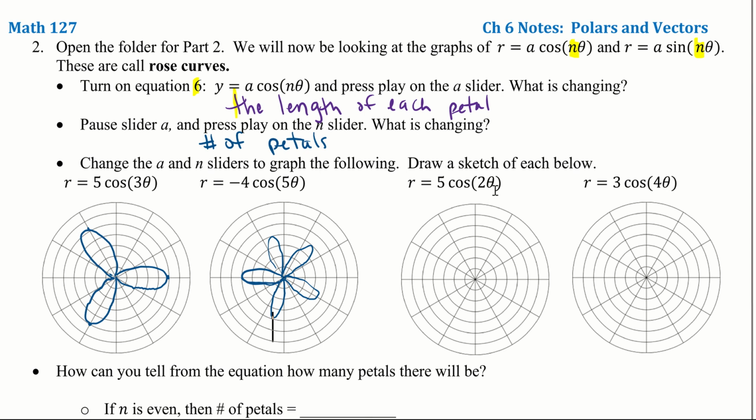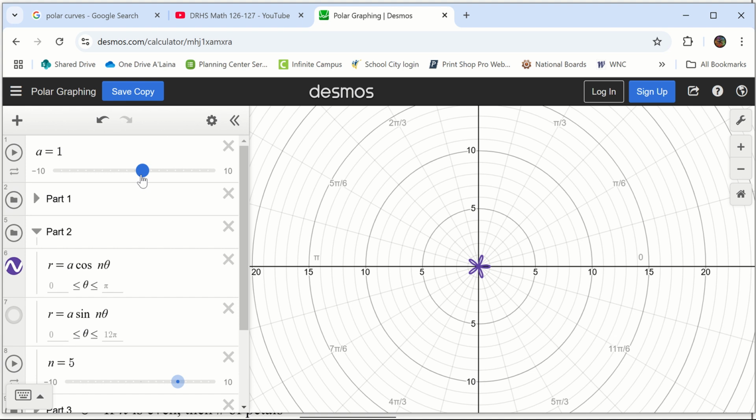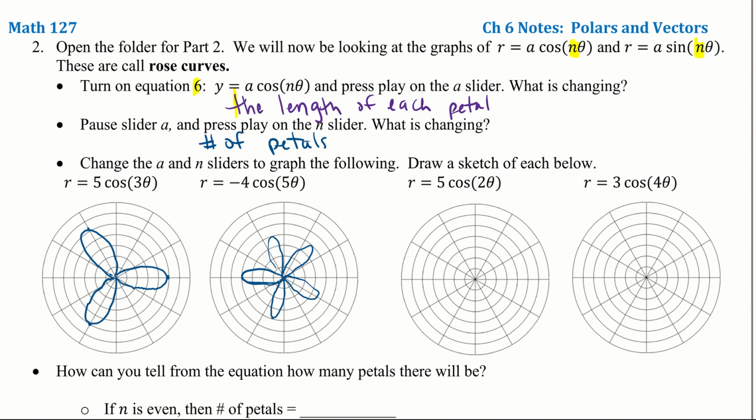All right, 5 cosine of 2 theta. All right, 4 petals. They're all along the axes, 5 units long each. That one's not as hard to draw. And so I'm just going to do a quick sketch. I think that was only 4. It's super beautiful, my sketches. I'm sorry.